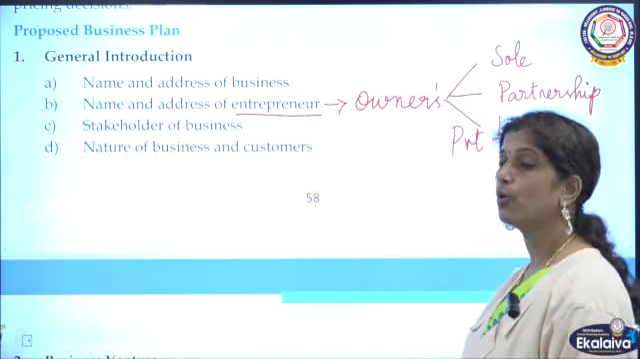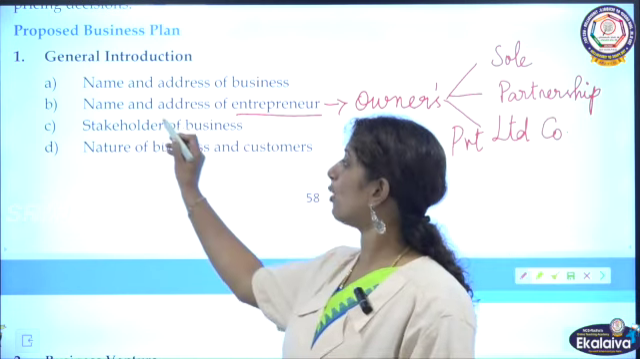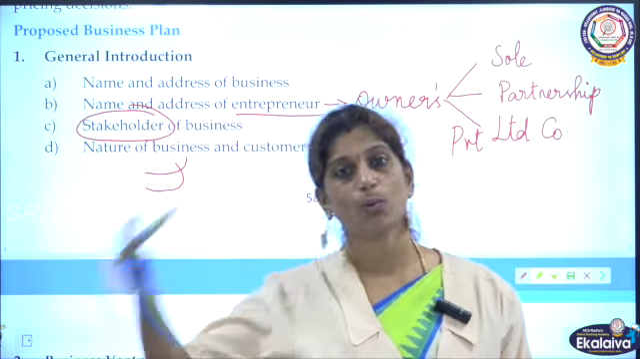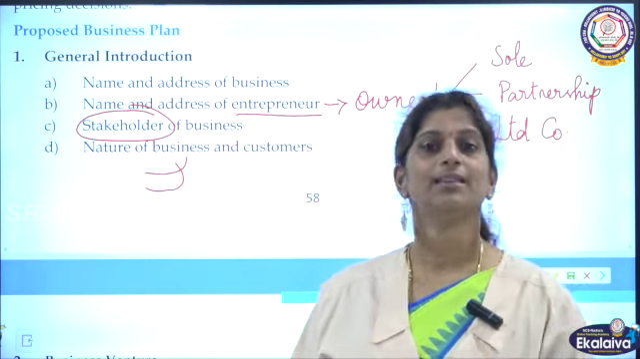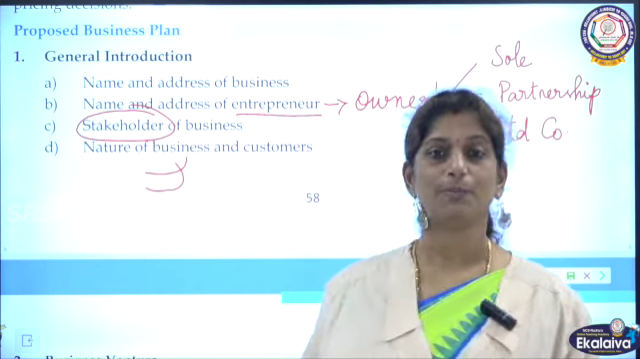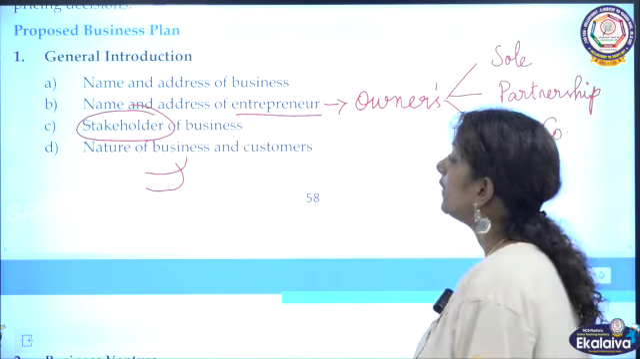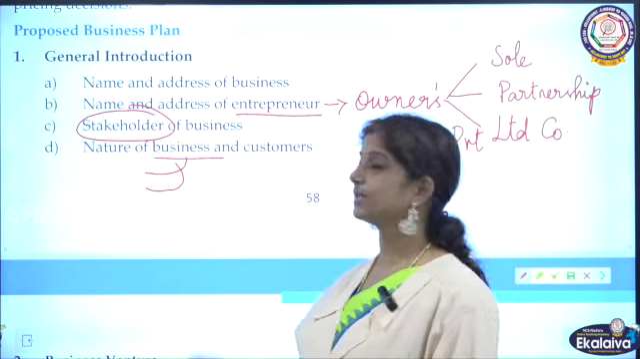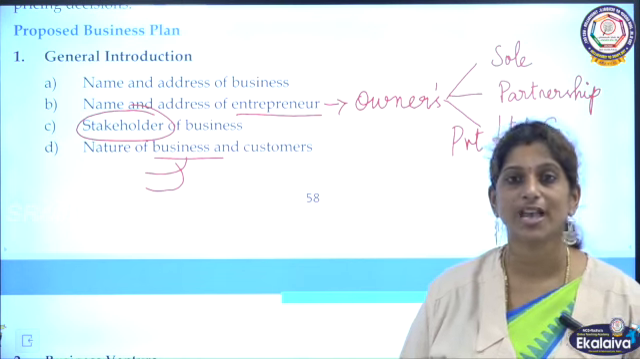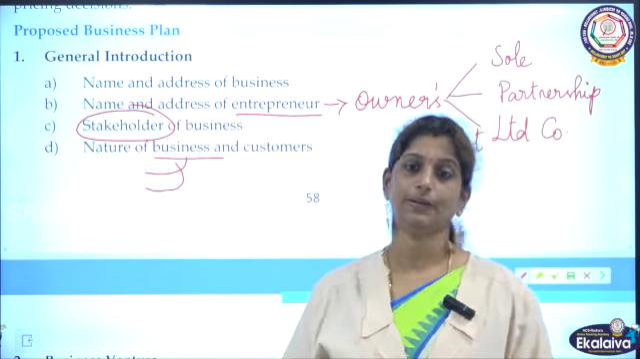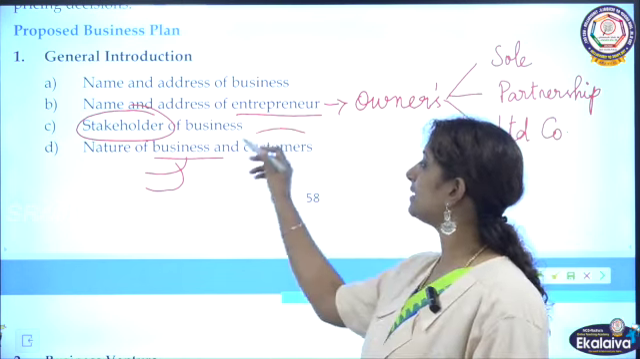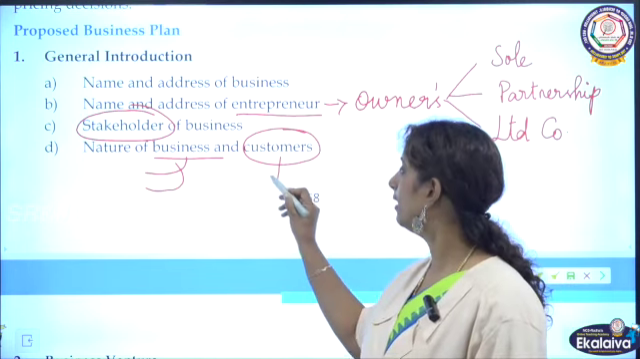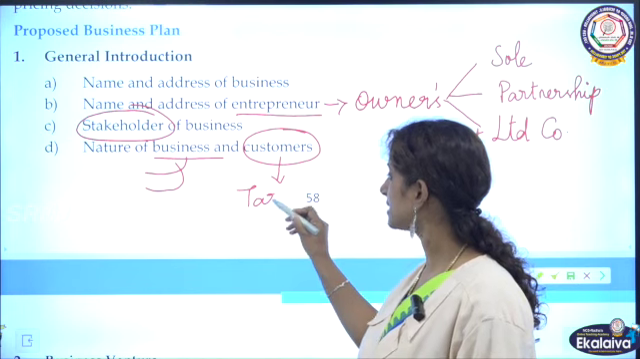And then the stakeholders of the business. So those who are all related to the business. It could be a bank, it could be any venture capitalist, it could be any other investors. That has to be mentioned. And then the nature of business and customers. So what could be the nature of the business? A particular line of business which we have chosen to start with. And also the customers' nature, maybe if it is going to be a business based on target customers, right?